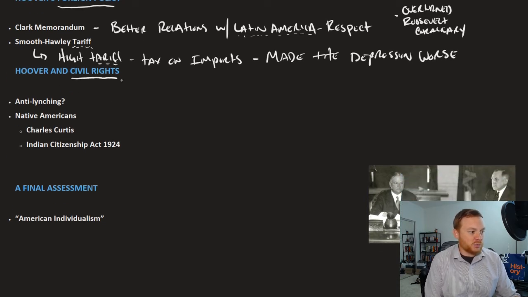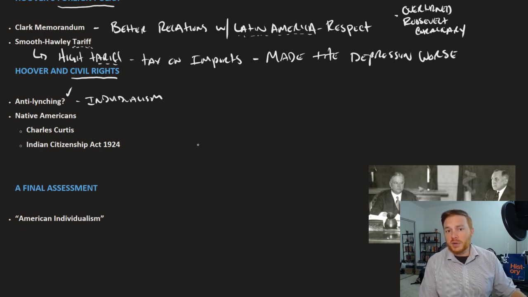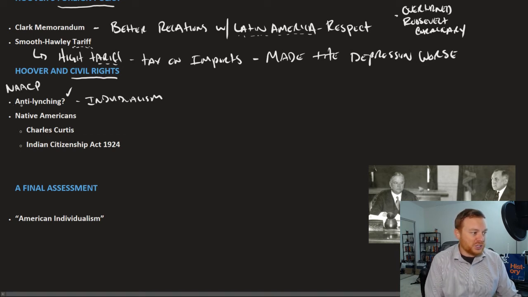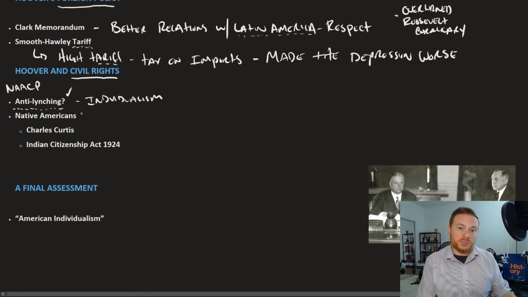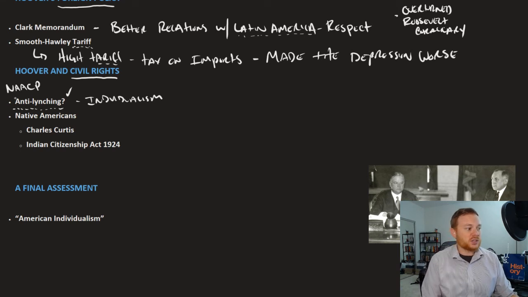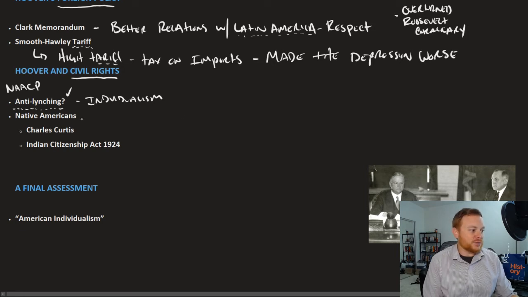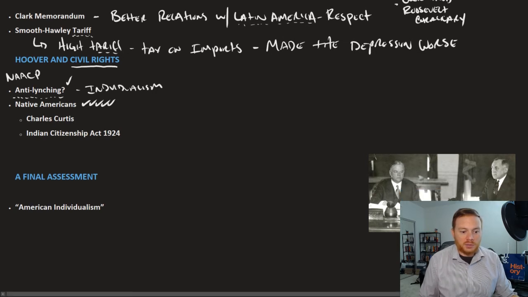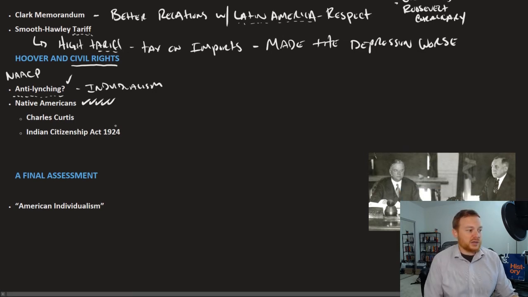In terms of civil rights, really Hoover's belief in individualism didn't lead to much progress in terms of civil rights for African Americans in the South. Groups like the NAACP were pushing anti-lynching laws, although we did see in the previous chapter how the Supreme Court stepped in when it came to the Scottsboro case. When it came to wanting an anti-lynching law, Hoover really didn't act. However, he was, on the civil rights of Native Americans, probably one of the better presidents in that respect.